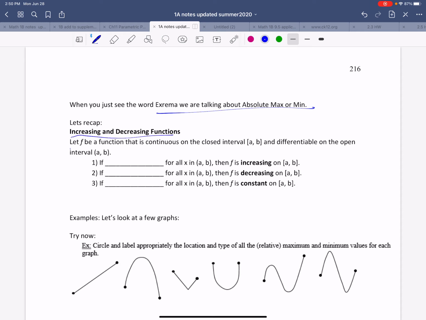Increasing and decreasing function. Let f be a continuous function on the closed interval [a, b] and differentiable on the open interval (a, b). Why do we say differentiable on the open interval? Because derivative does not exist at sharp corners.